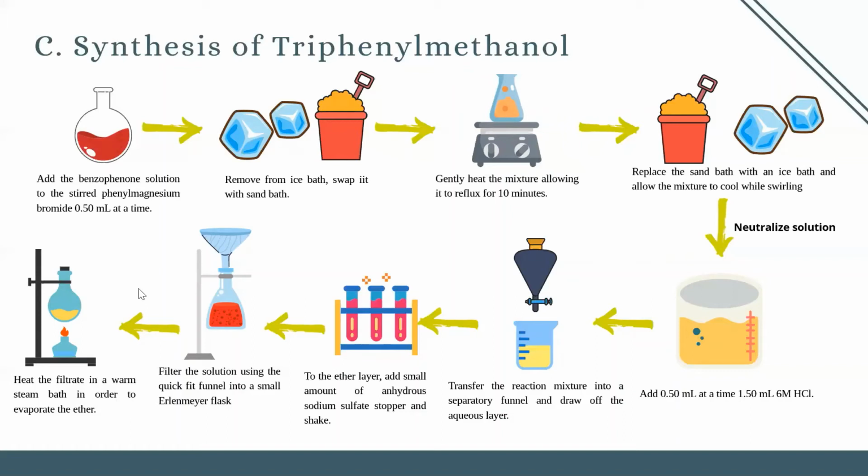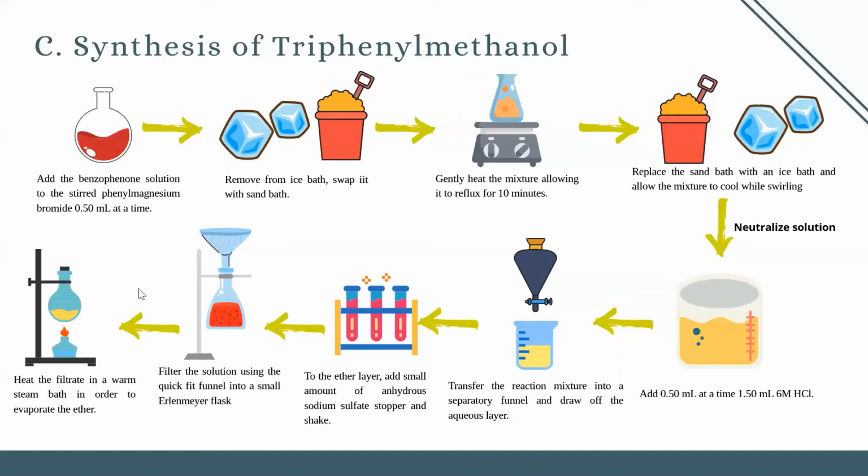So in order to neutralize the solution, add 1.50 ml of 6 molar HCl, 0.50 ml at a time. Note that the reaction is quite vigorous, so addition of hydrochloric acid should not be too hasty. Ultimately, the entire solid will dissolve and two distinct phases will form: the upper ether layer containing triphenylmethanol and the lower aqueous hydrochloric layer containing the inorganic acid.